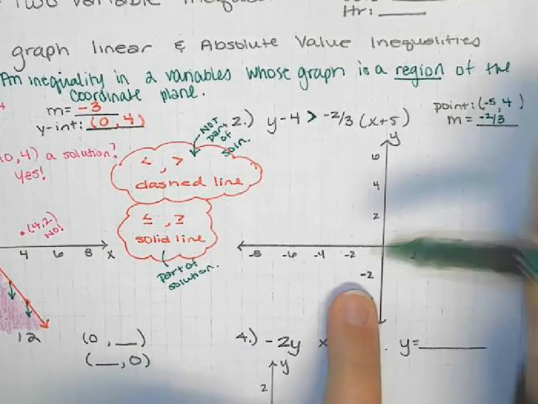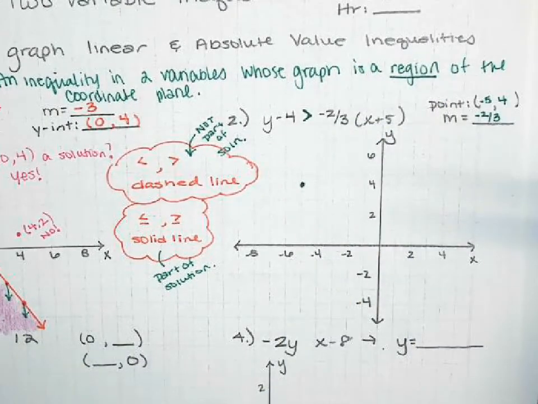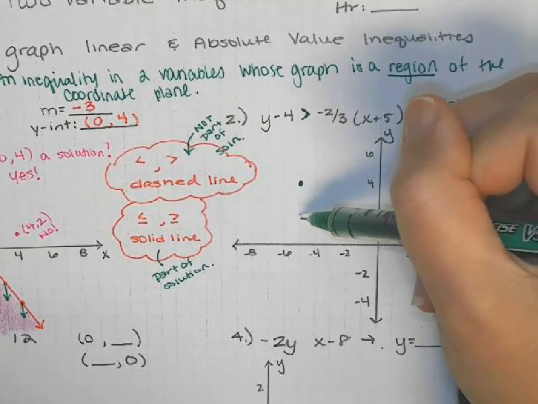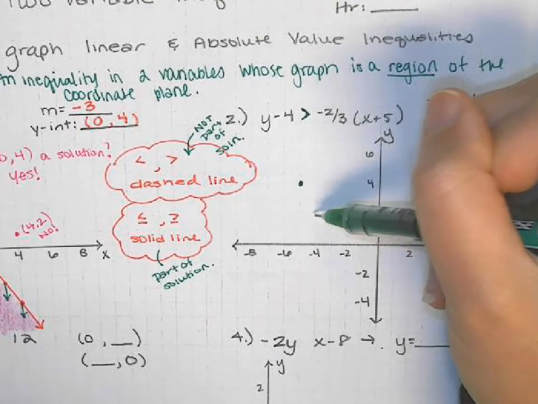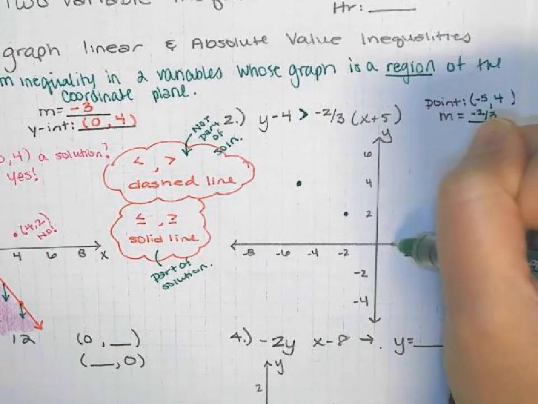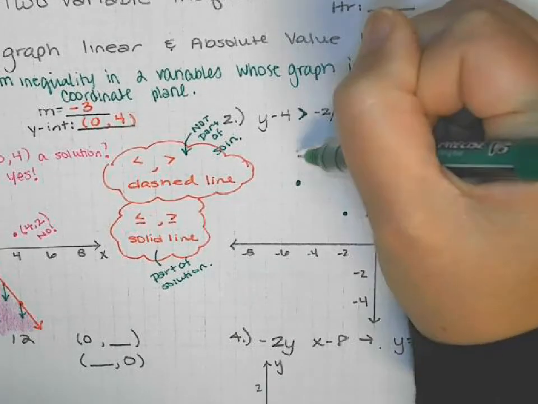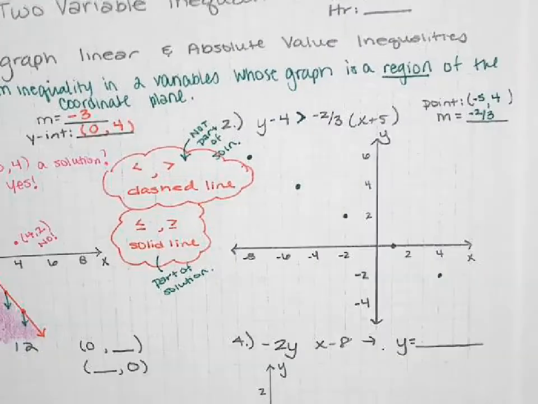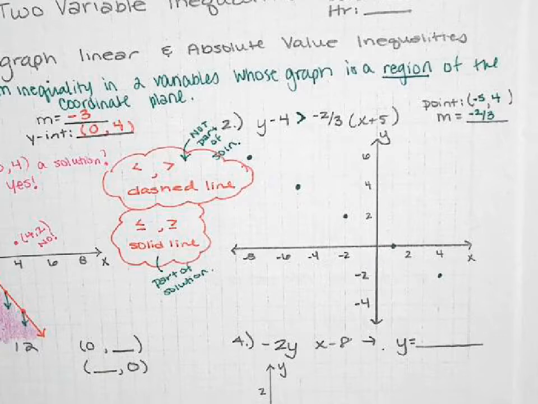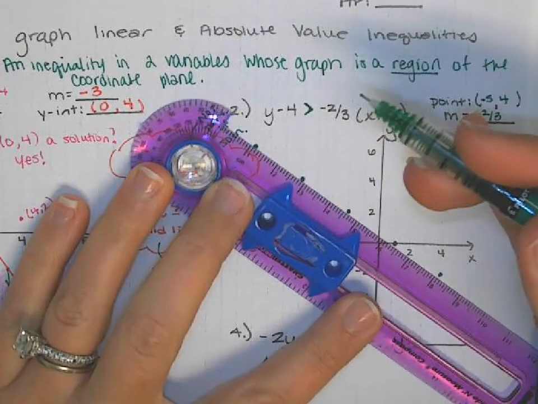We're going to plot negative 5, 4, which is right there. And we're going to go from there and we're going to use the slope negative 2/3. So down 2, right 3, down 2, right 3. And I'm going to keep going until I run out of space on my graph. When I go to connect these points, should I connect it with a solid line or a dashed line? A dashed on this one because it's strictly greater than.